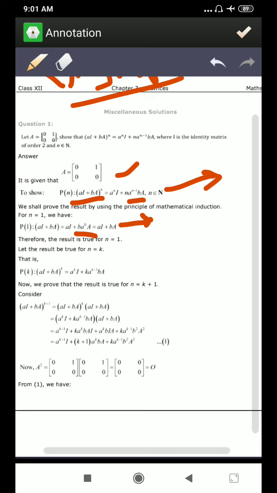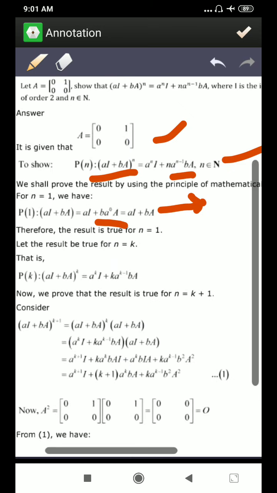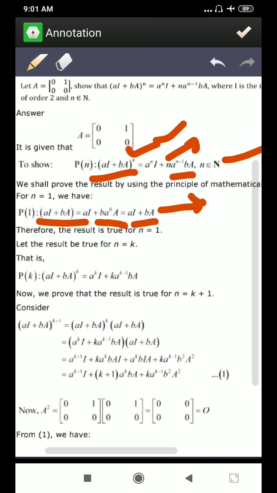So I have replaced n by 1 on both sides. So right side will also become equal to AI plus BA, because in this particular term, if I put n equal to 1, n is 1 and A raised to power 0 is also 1. So it is AI plus BA. Left side on replacing n by 1 will be AI plus BA. Right side also it will become AI, because A raised to power 1 is A only, and this will also become BA only. So for n equal to 1 it is true, means we will say P1 is true.